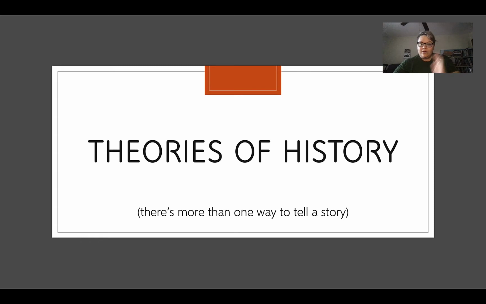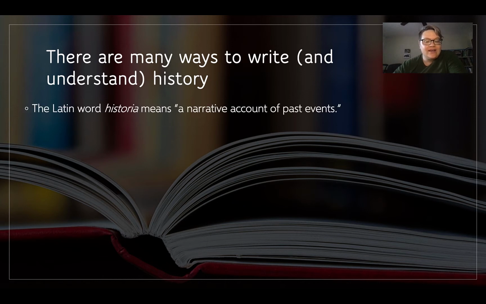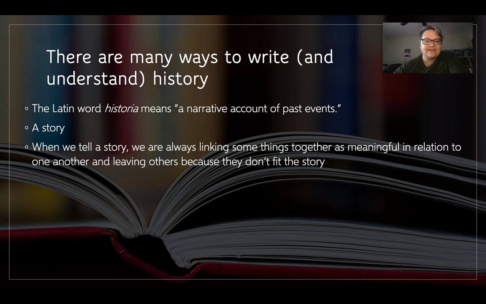We're going to start off with a few theories of history, and then I'm going to apply them throughout our lecture. So keep an eye out for all four of these. But the key thing is that there is more than one way to tell a story. So many ways to write and understand history. The Latin word from which history comes literally means story, right? A narrative account of past events, which means we have to be linking some things together as meaningful in relation to one another, and we have to leave other things out because they don't fit the story.